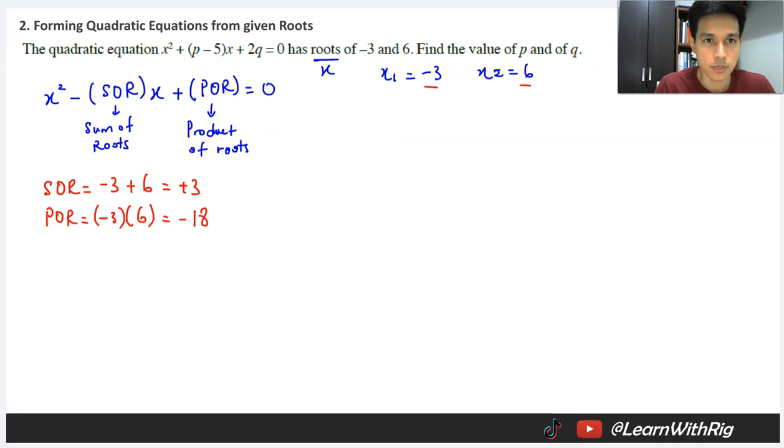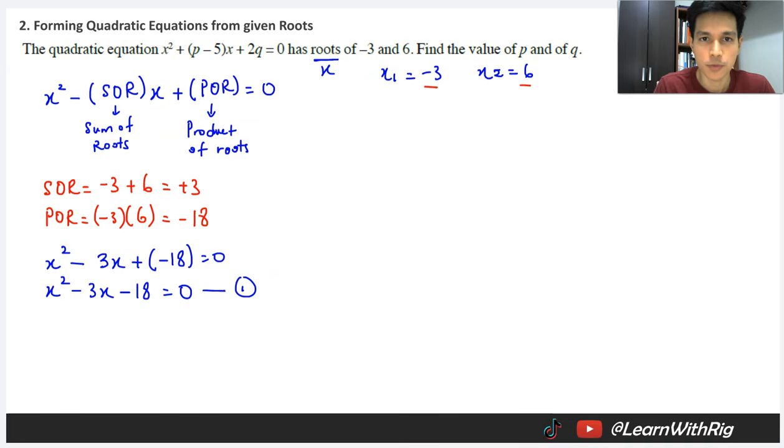So your equation is going to be x squared minus positive 3, so I just write 3x, plus minus 18 equals 0. So this is your equation. So you want to compare this with the one that is given to you. So what is given to you? What is given to you is x squared plus (p minus 5)x plus 2q equals 0.